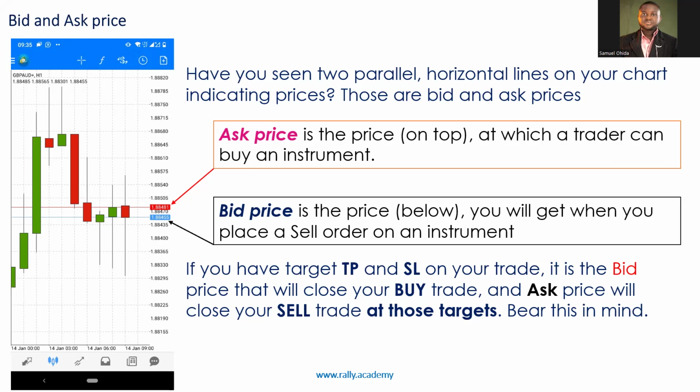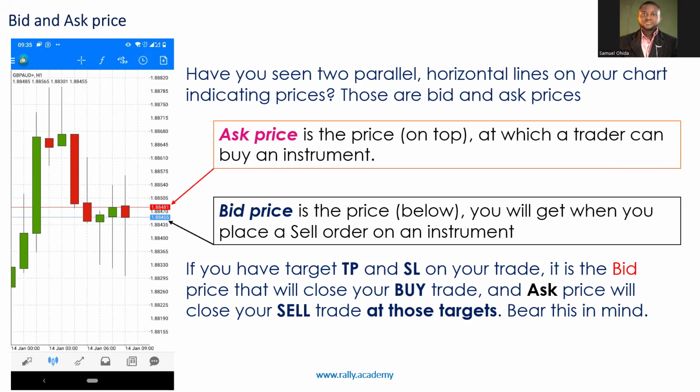You understand? When you go to them and say you want to sell to them, they'll buy it from you at a lower price than that 500. That's the bid price. You understand? So you have the ask price and the bid price. So ask price is the price on top at which you can buy. When you place a buy on your instrument, it's given to you at your ask price.